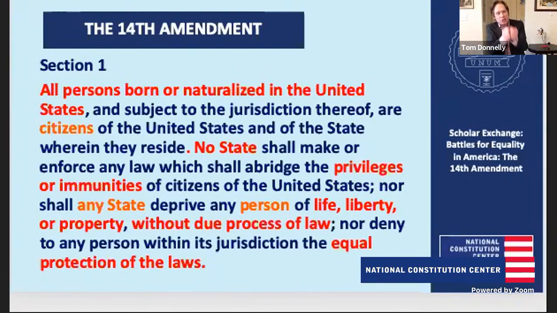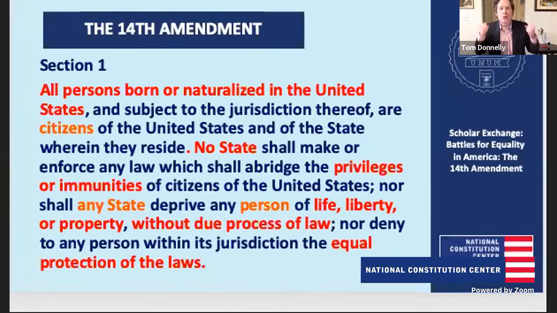But we're going to focus especially on section 1 here and then section 5. And what I'd like to do is organize it around the 4 big ideas that I think you should pull from the 14th Amendment. So the first one is birthright citizenship. And so with that, that's that first sentence you see, they are all persons born or naturalized in the United States and subject to the jurisdiction thereof are citizens of the United States and of the state wherein they reside.